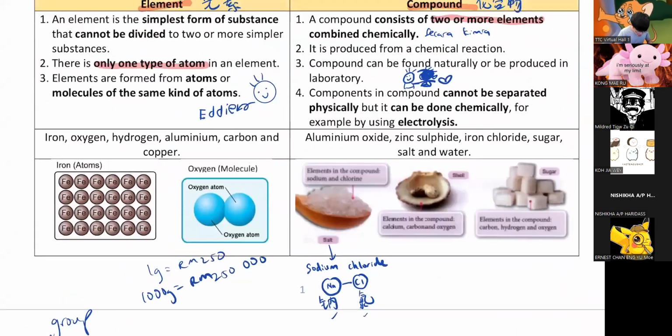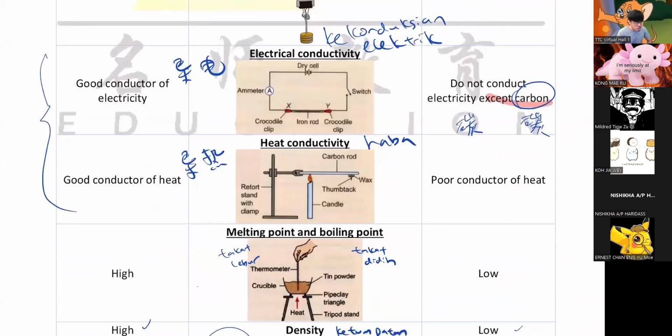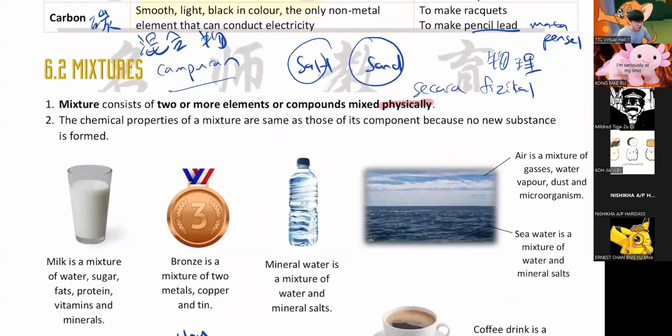And of course, one more thing: compounds are joined chemically. For mixtures, they are almost the same as compounds, it's just that they are mixed physically, secara fizik.